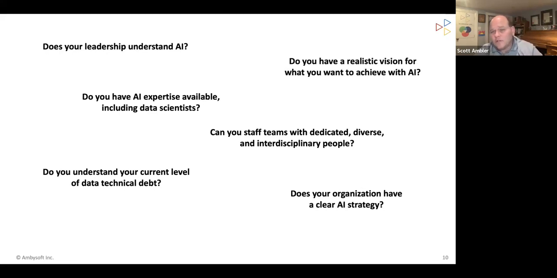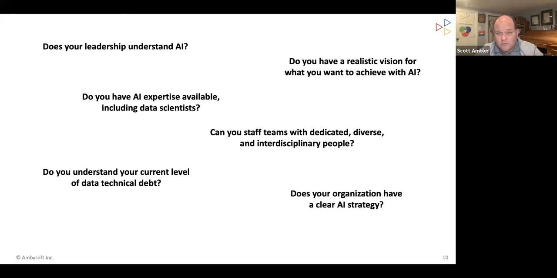And finally, do you have a realistic vision for what you want to achieve, you as an organization, with AI? And when I say realistic, I mean, do you understand all these other things? Do you actually understand what you need to do to pull it off? And are you going to be able to stick with it when things don't go well?